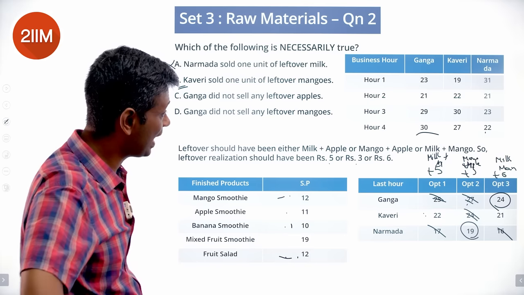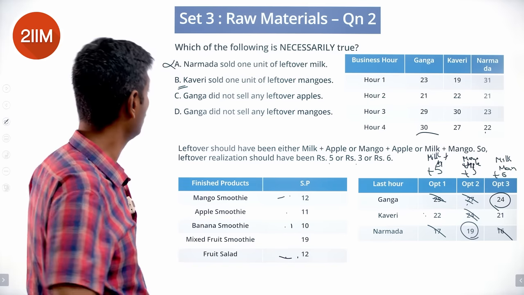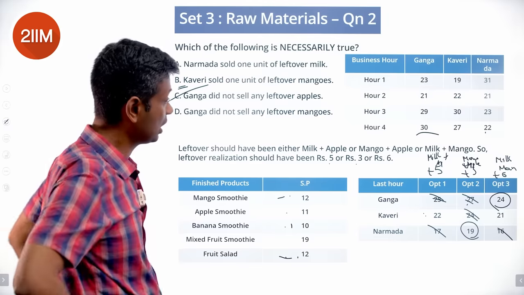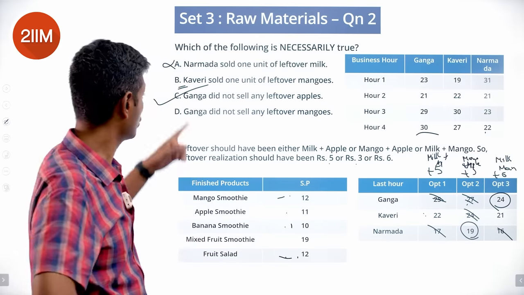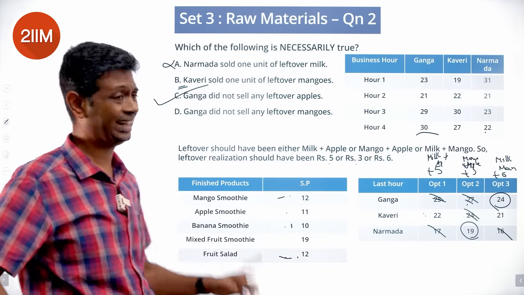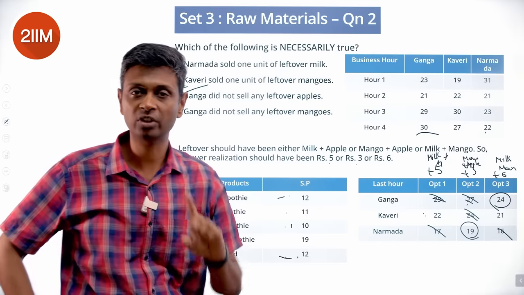Ganga did not sell any leftover apples. Ganga sold milk and mangoes leftover. This is true. Ganga did not sell any leftover mangoes? No, she did sell leftover mangoes. So choice C is true. A and D are definitely not true. B need not be true. C is necessarily true. That's the answer we're looking for.